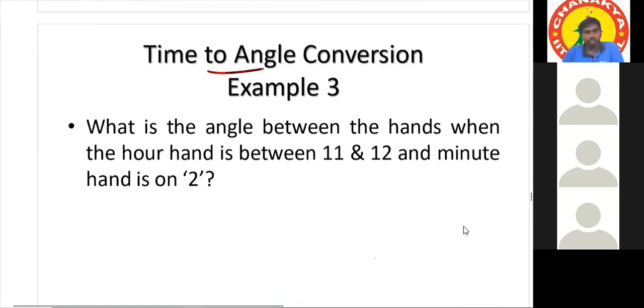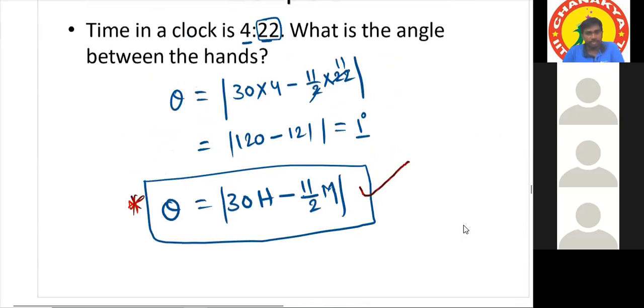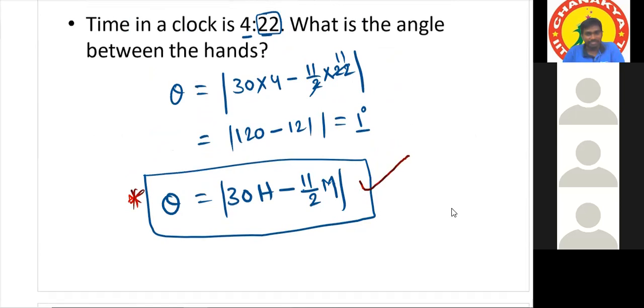This is the last thing. There are no exceptions for the formula. For any type of question, it will be suitable. Even if you do this question for 6:30, you can try it later.